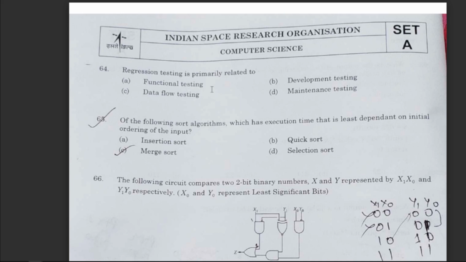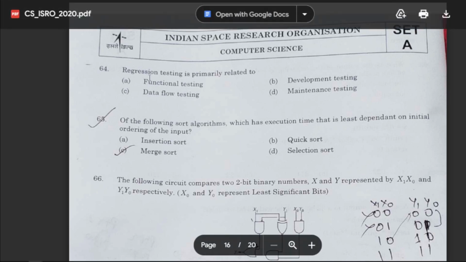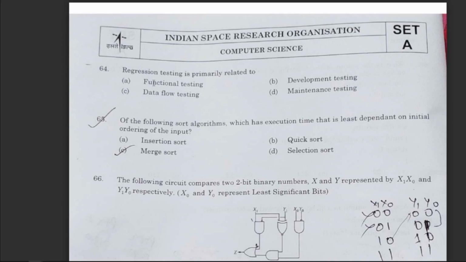Guys, for this I would say there is a bit of doubt, like the answer could be option A as well. Basically that is a part of functional testing, right? But when I checked the answer key for this question, the answer was D, that is maintenance testing. So you can also write your comment on this question if you feel anything different. But as per the official key, the answer was maintenance testing.